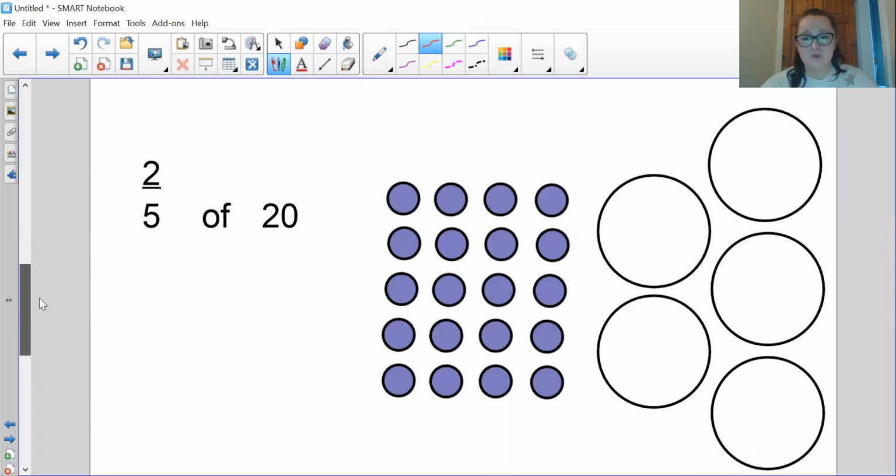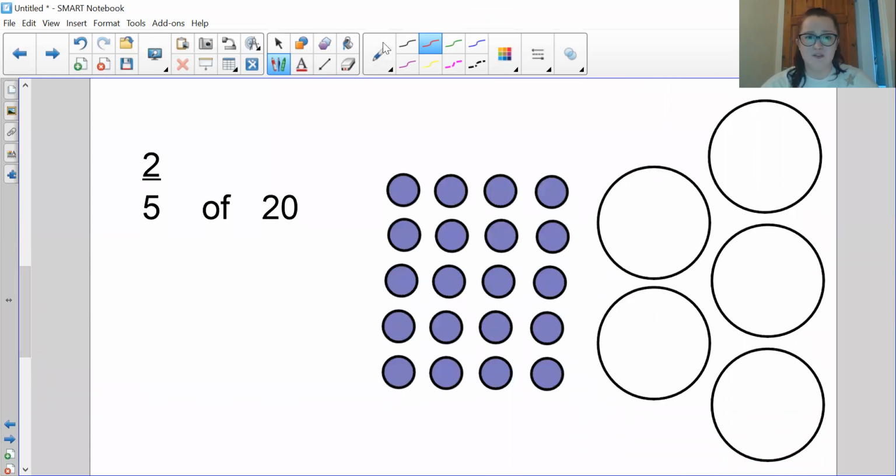Now this is where it gets a little bit tricky, and it doesn't help with Miss Dunn's head being in the way, does it? So let's move that down here.